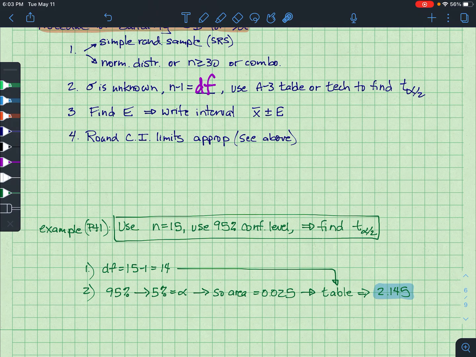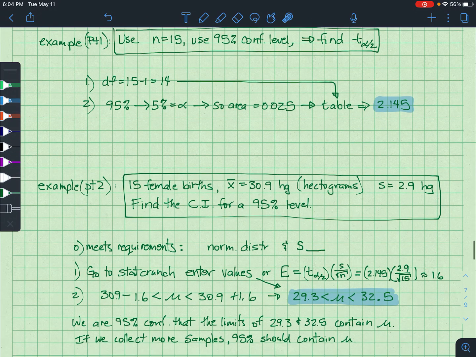So here we go. First of all, finding our t value, which I round to the thousandths from the table. The degrees of freedom in this example is 14 because n is 15. Our confidence level is 95, so 95, and then 5% is the alpha, because that's the complement. The area is half of that. So then taking those two values to the table gives me 2.145.